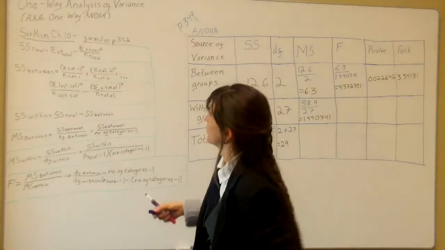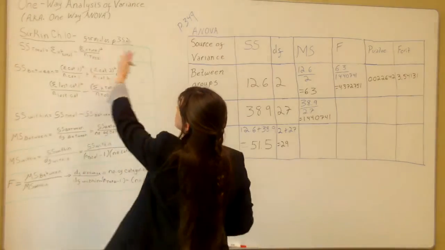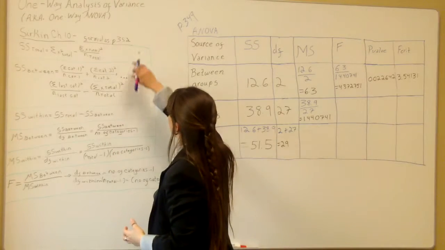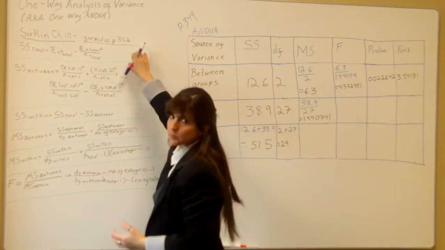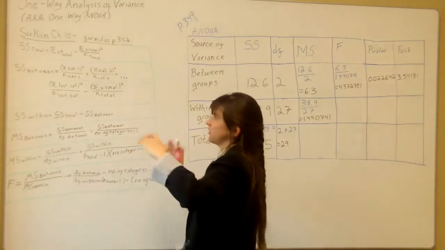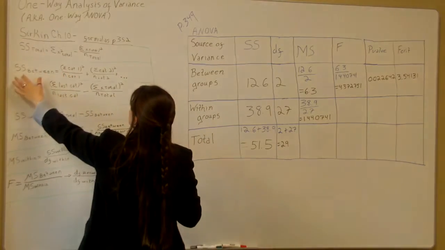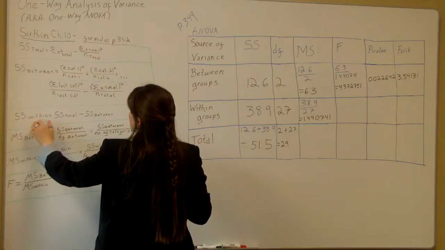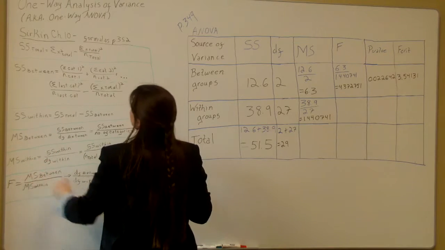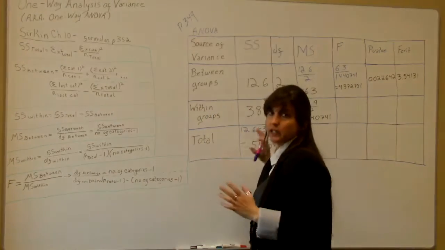This video is from your Sirkin textbook, Chapter 12, on one-way analysis of variance, One-Way ANOVA. The formulas on the left you can find in your textbook on page 352. We'll go into these in greater detail later as far as if you have data. The sum of squares total, sum of squares between, sum of squares within, mean squares between, mean squares within, and your F. So go to page 349 of your textbook.